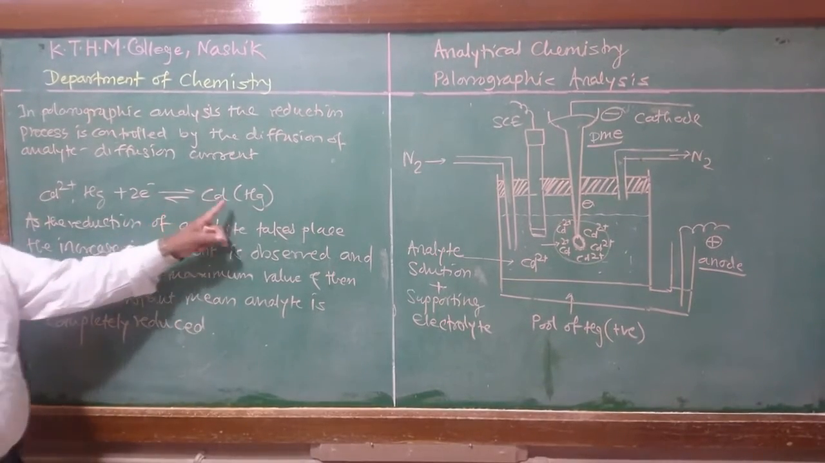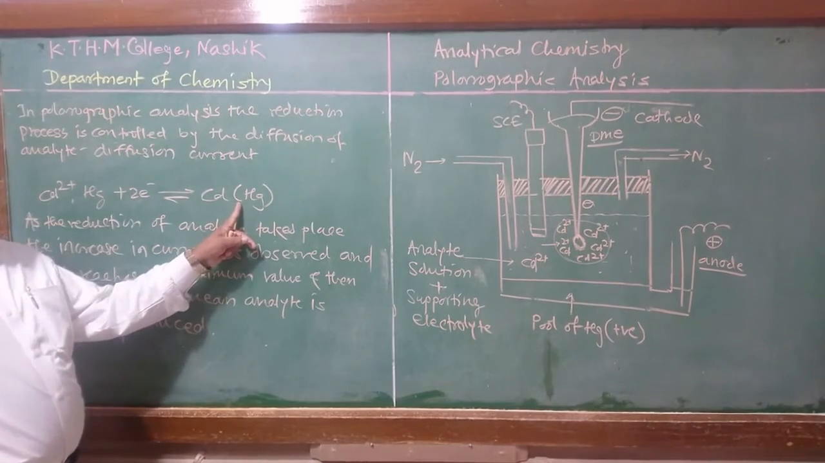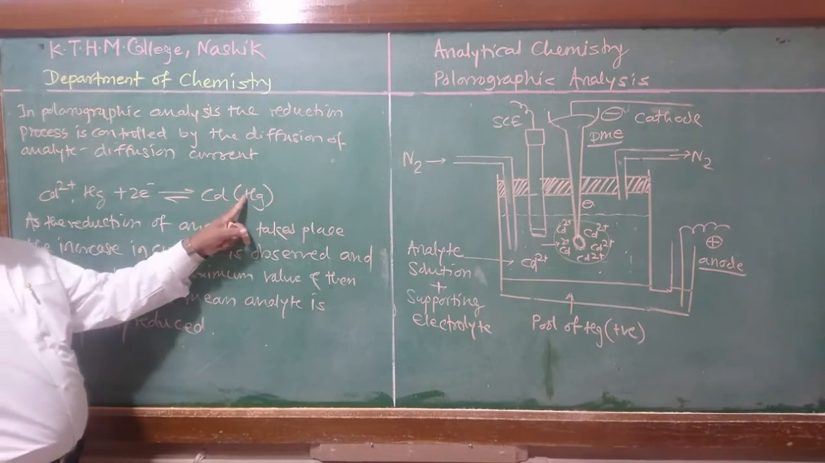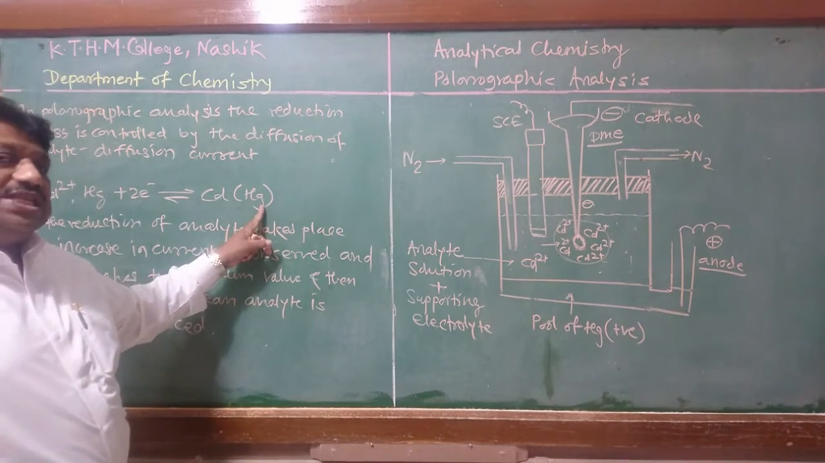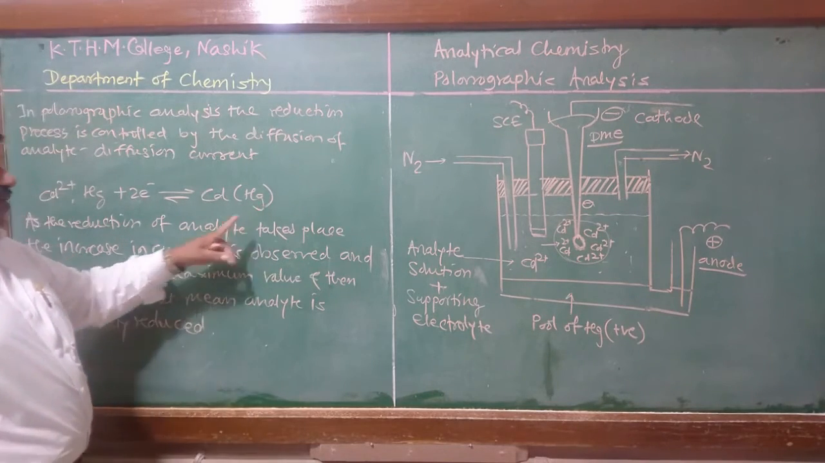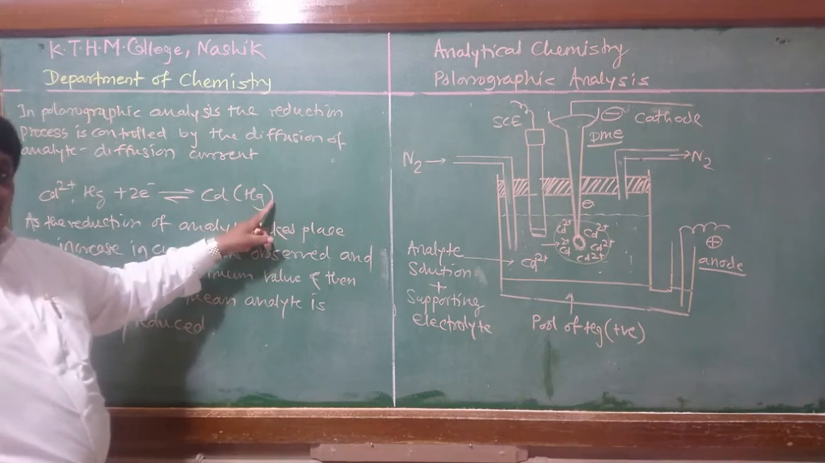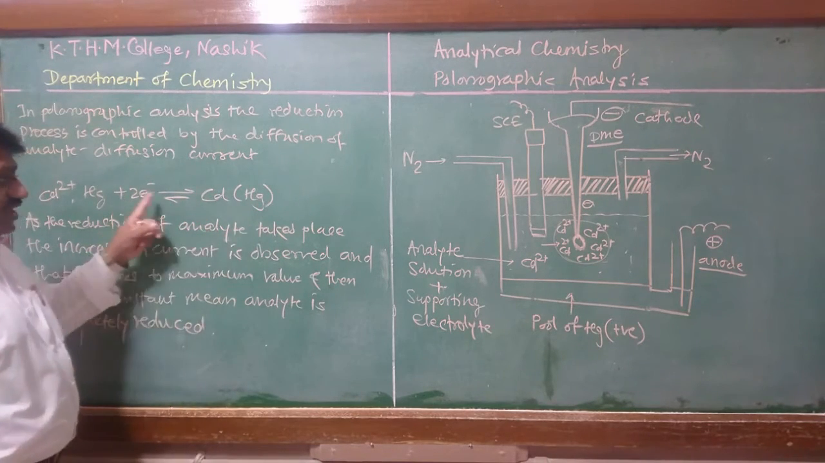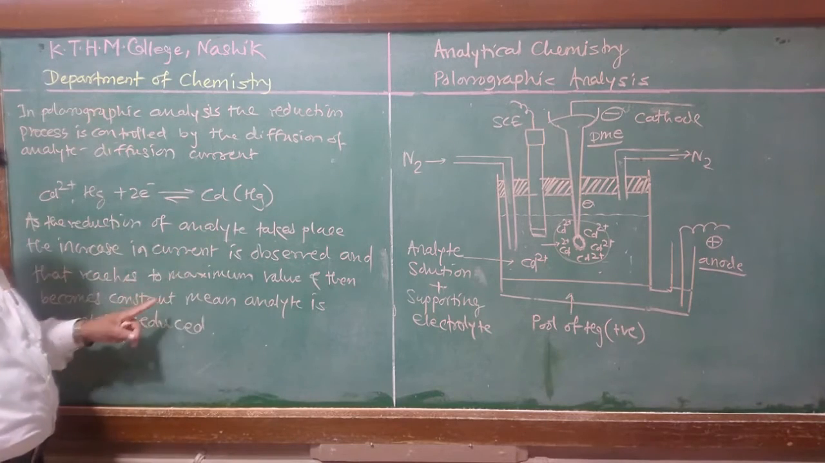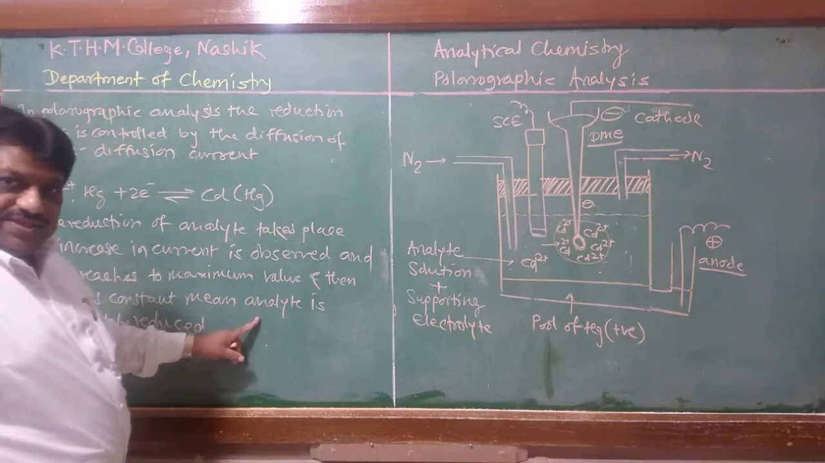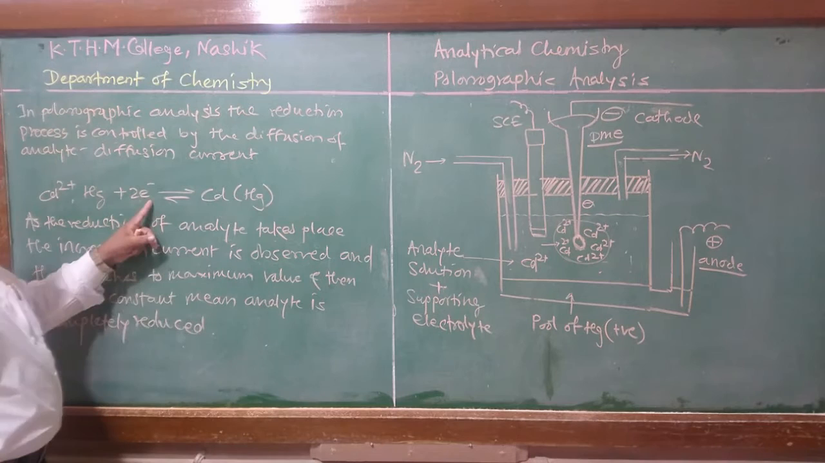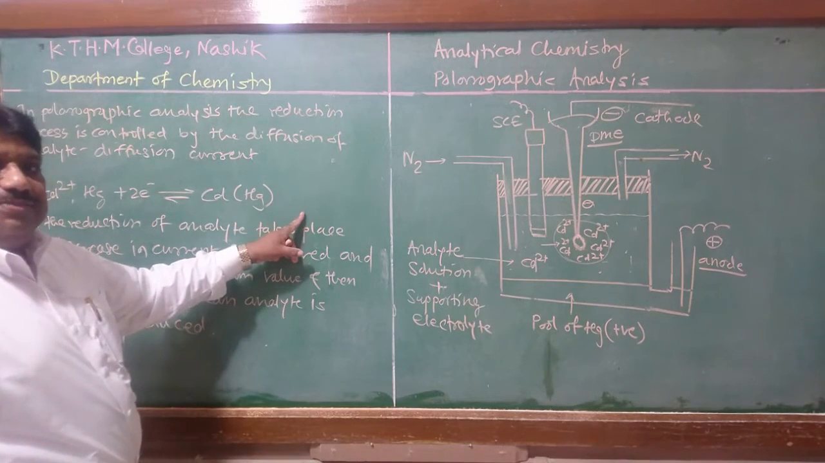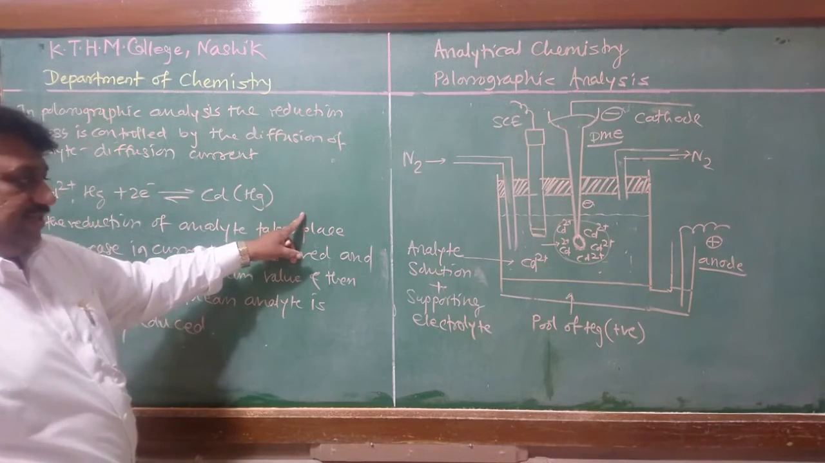Therefore, here due to this reaction, there is flow of current. Flow of current is observed till this reaction is taking place on the surface of mercury drop. When analyte is completely reduced, there is no cadmium ion in the solution. There is no such type of reaction. At that time, current becomes constant, and we say that the reaction is completed, means analyte is completely deposited.